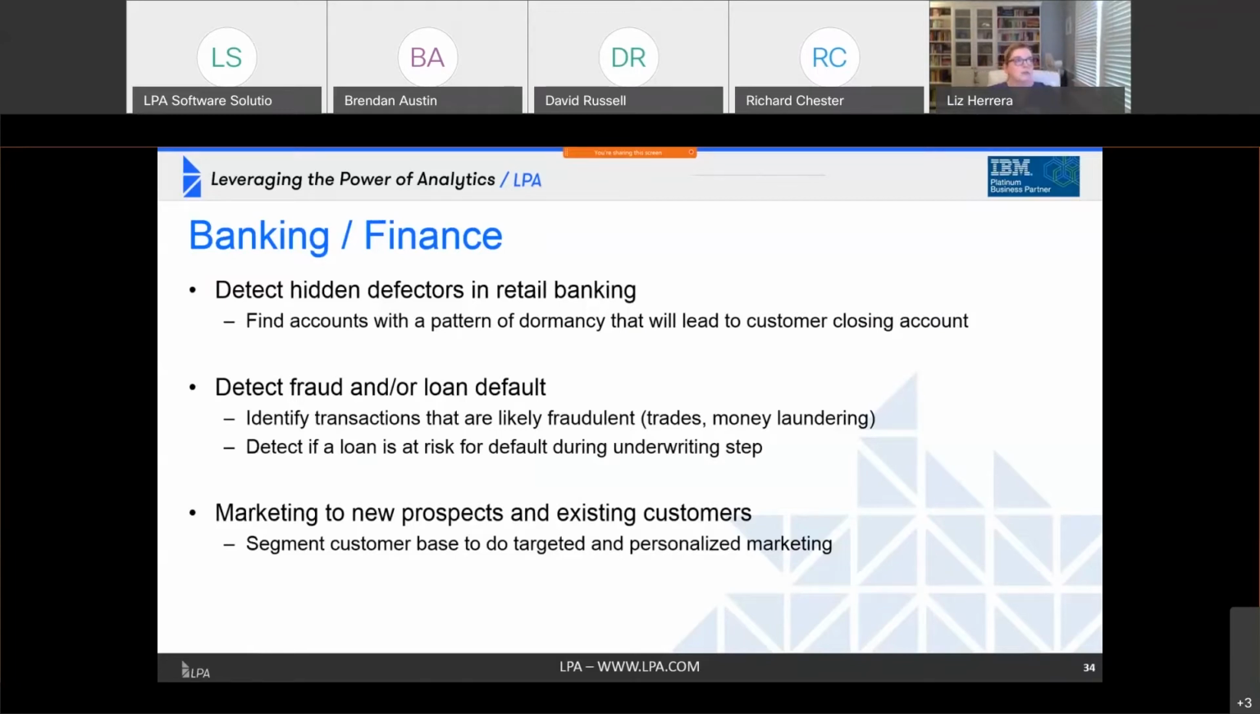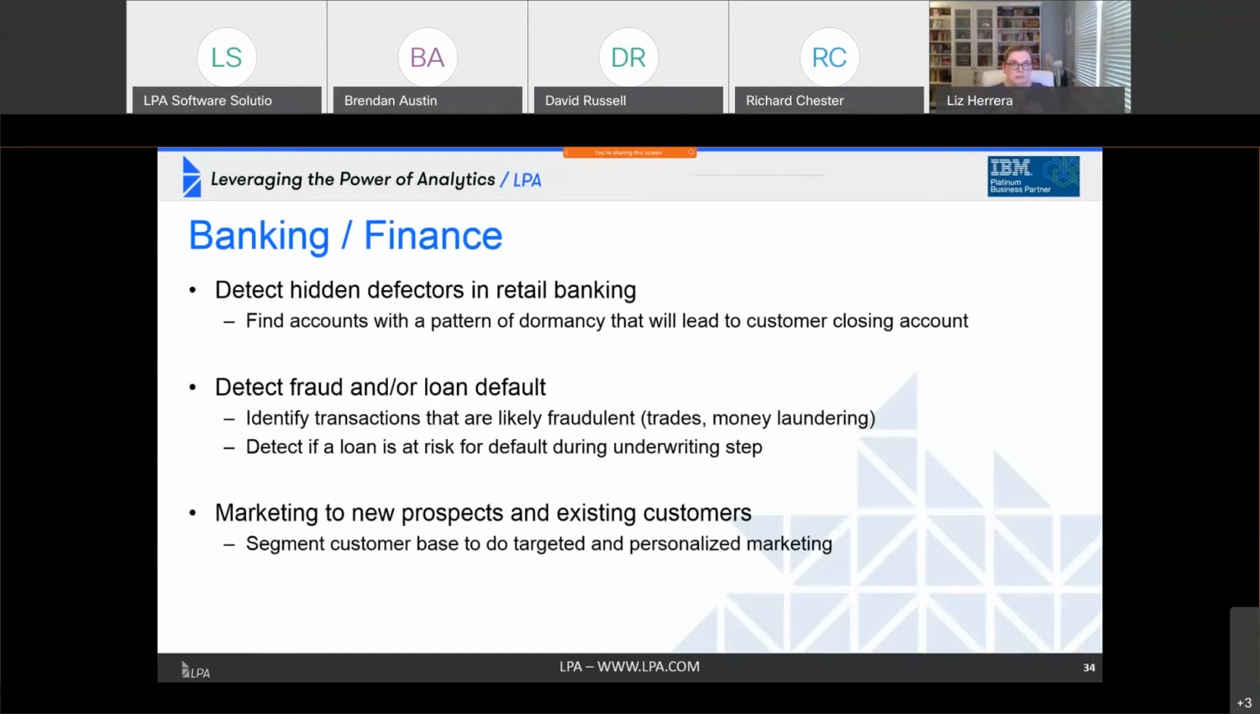So being able to build a model ultimately, which is what was done, to identify those accounts or those folks who are at risk of attrition. The second use case here is around detecting fraud and or loan default.